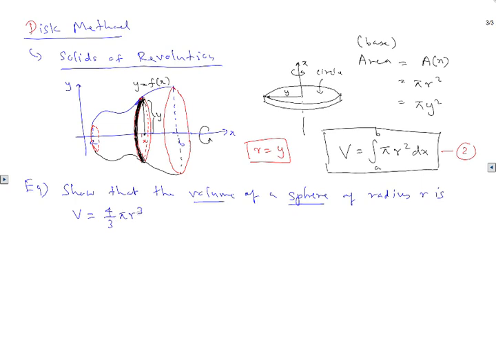So we can derive this formula now. The volume of a sphere is 4/3 pi r cubed. So let's see how it's gonna work. So we have some drawing. So what we're gonna do?